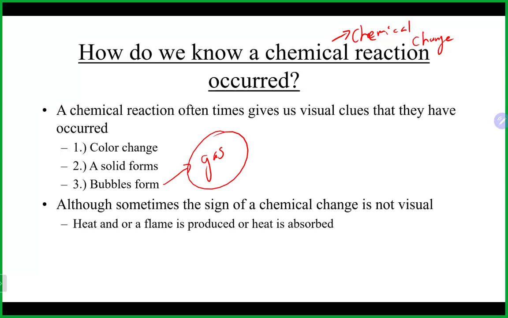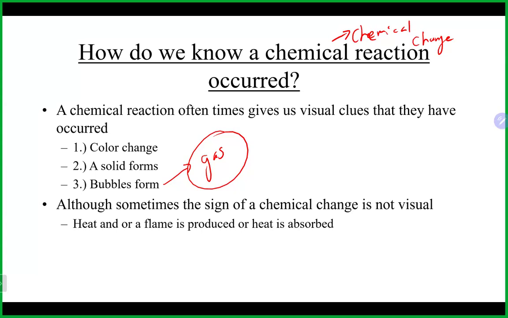Clearly, the flame you should be able to see. But heat, for example, you may also feel if you're holding on to a test tube. If the reaction is exothermic, that test tube should feel hot to you because it's releasing heat and energy into your hand, which is why your hand will start to feel hot.